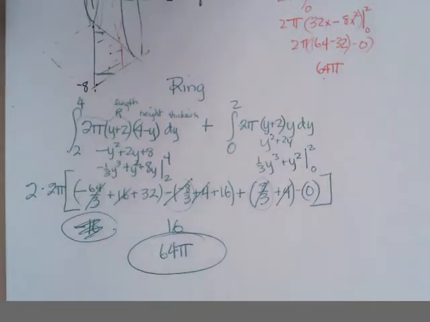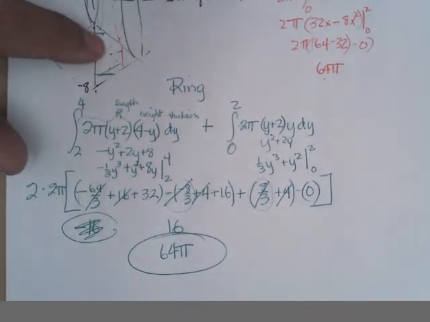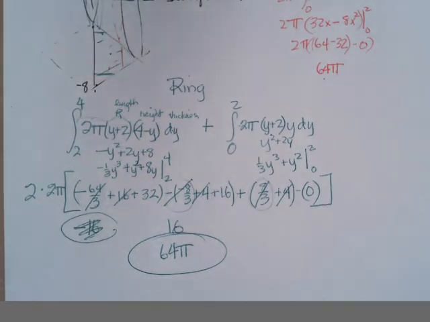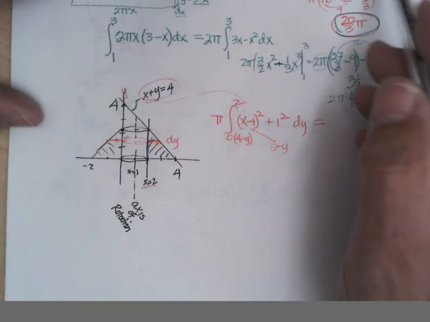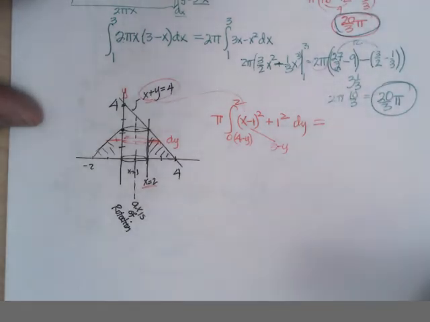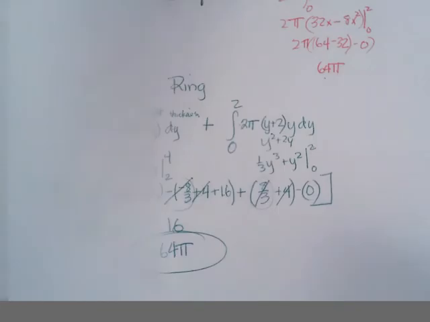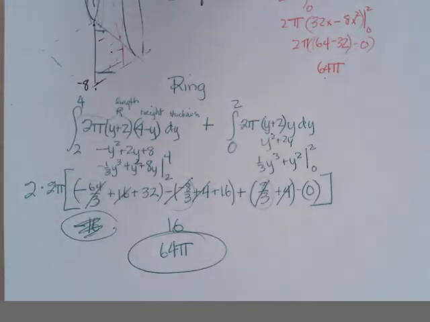Ring method was tougher than washer method on this one, but ring method on this was a simpler integral than some of the other ones we had here. So sometimes ring is simpler, sometimes it's not.